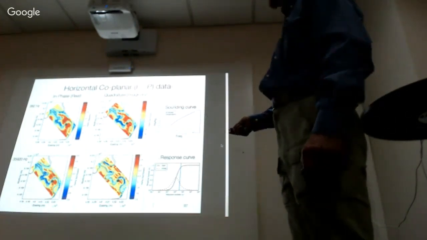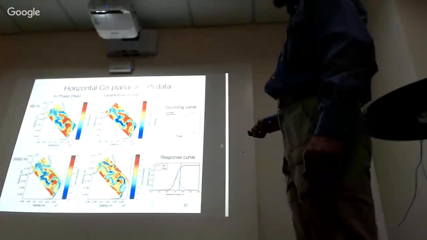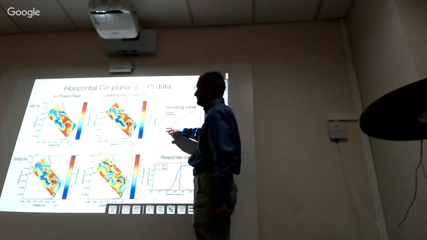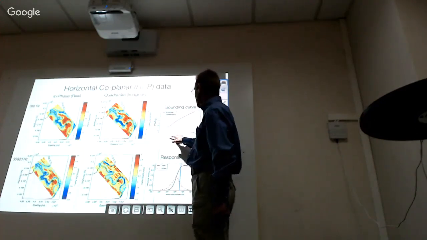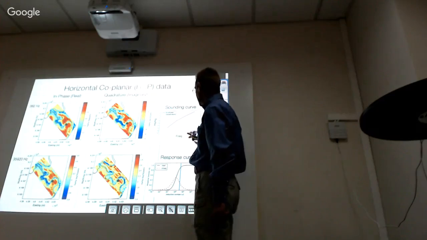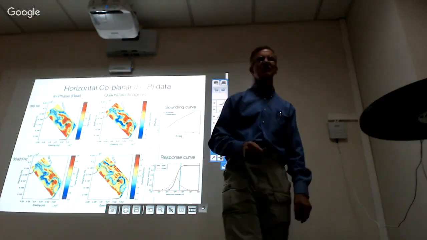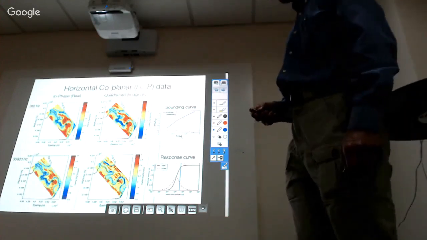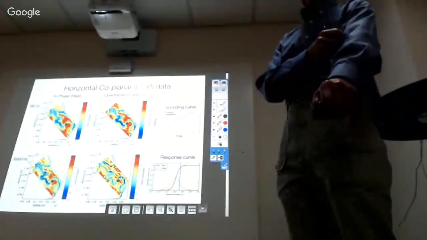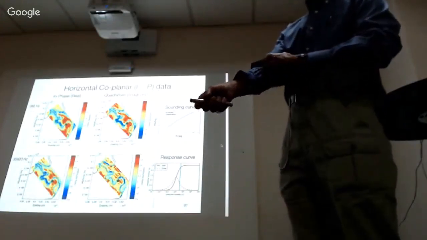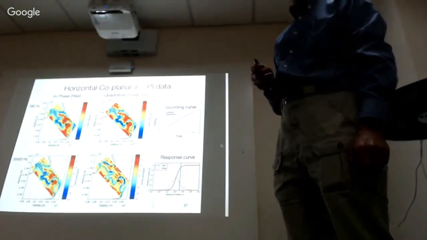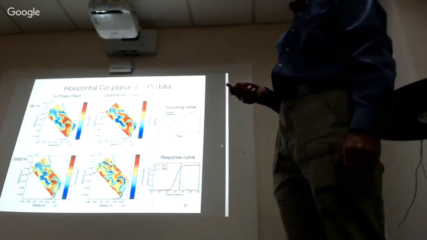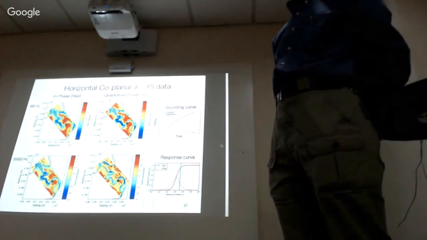And then I got a sounding curve. It's kind of interesting. It looks like this. So I got an in-phase part that goes up with frequency, and a quadrature phase that goes down with frequency. So what understanding do we get from that? And then how does that relate to this characteristic thing here that we saw, which was the response curve?